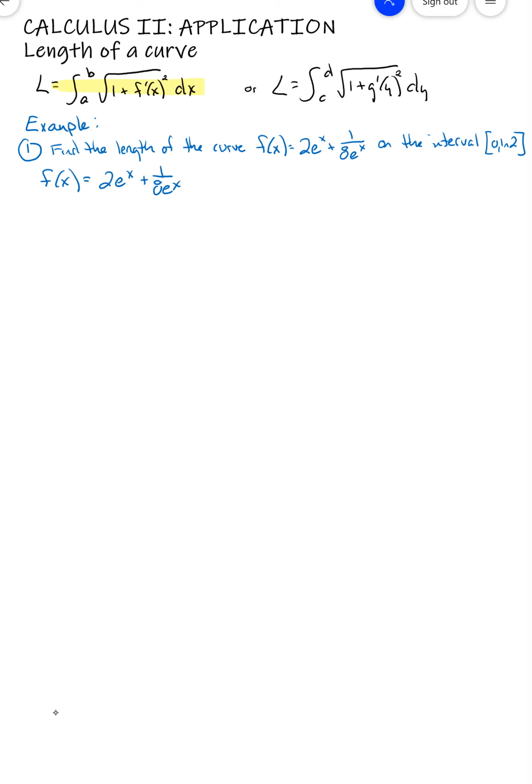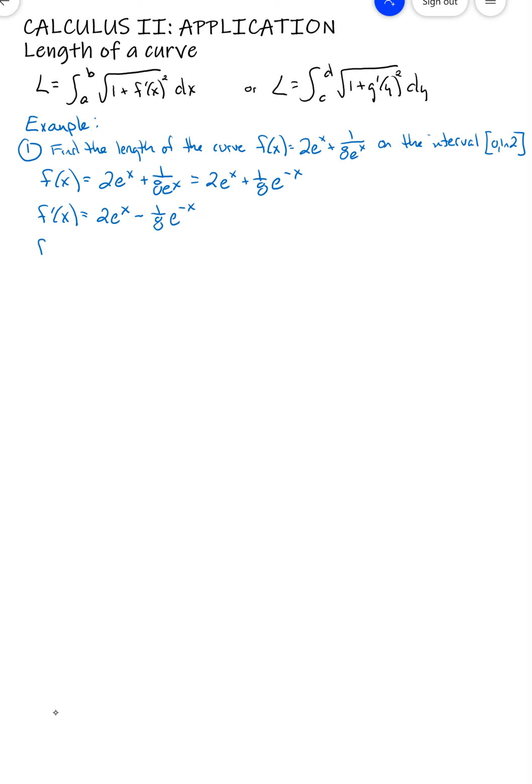And I notice in that formula, I'm going to need f prime of x squared. So let's start with that. I need to determine f prime. I'm not real crazy about taking the derivative when I have an e to the x in the denominator. Much more comfortable when it's not in the denominator. So let's rewrite this as 2e to the x plus 1/8 e to the negative x. Now I can take the derivative of that. That's 2e to the x minus 1/8 e to the negative x. Notice we use the chain rule there.